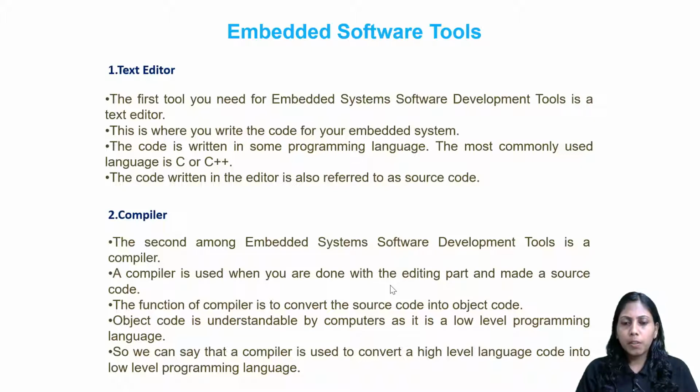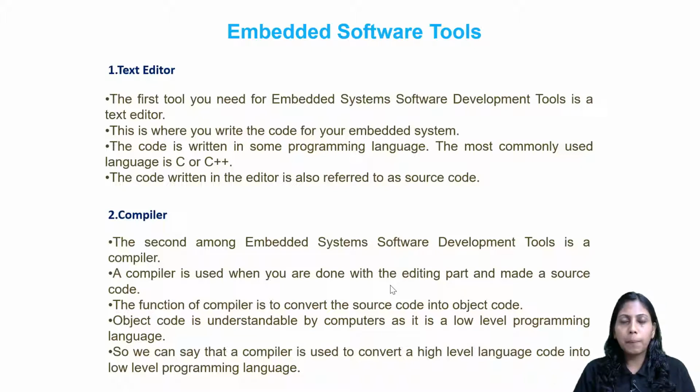Object code is understandable by computers as it is a low-level programming language. As a developer, we can understand the high-level language code, but not the object code. Object code is for the computer. High-level language, that means the source code, is for the developer or humans, in a human-readable format. So we can say that the compiler converts the high-level language code into the low-level programming language. Still, it's not the complete machine code, so some stages will be there in between.